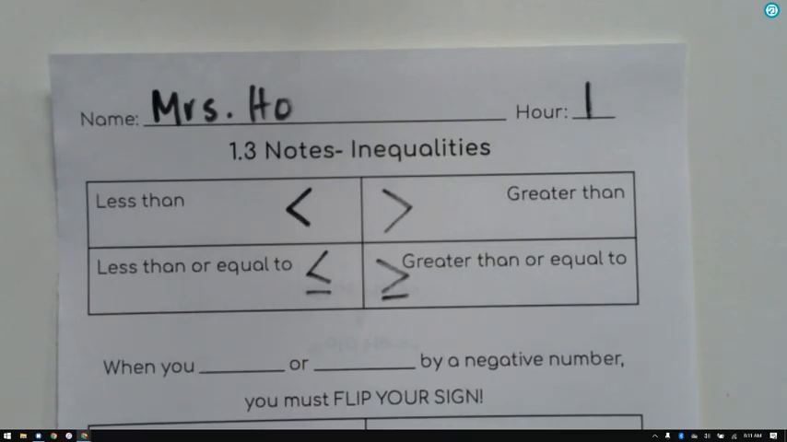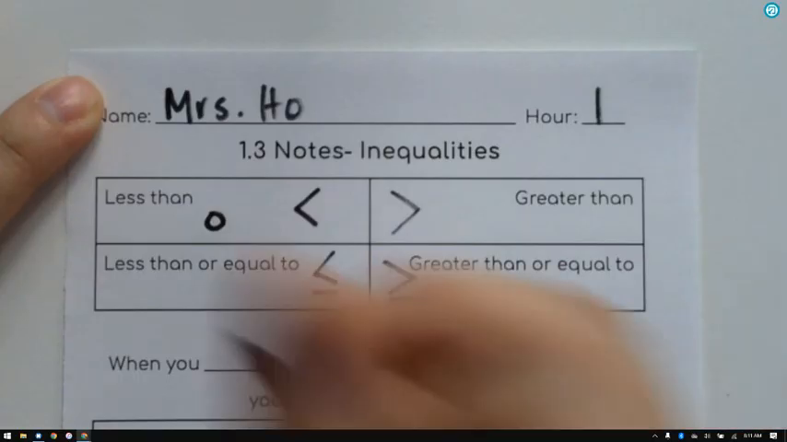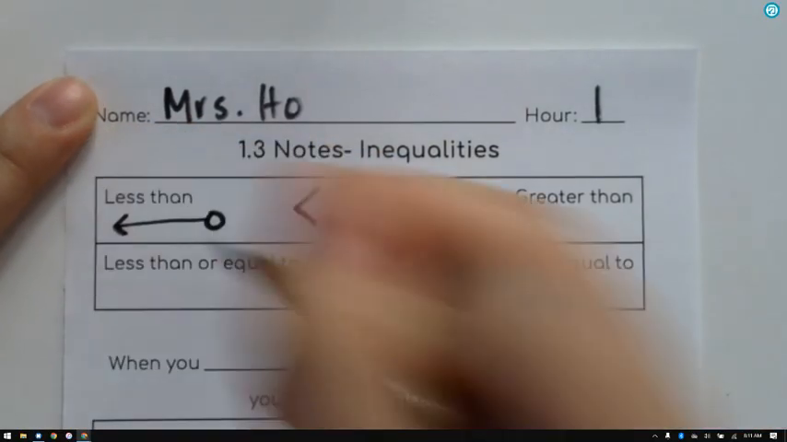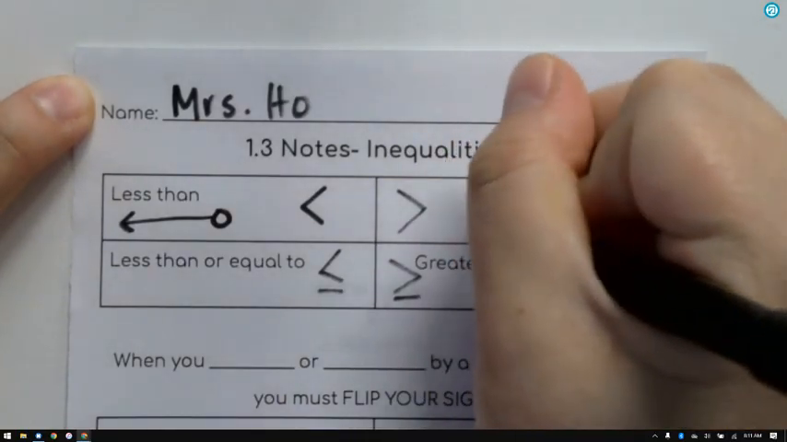Once we have solved our inequalities as well, we are also going to graph them on a number line. When we graph our inequalities on a number line, with a less than and a greater than symbol, we are going to use an open circle. With a less than, we do an open circle and our arrow goes to the left. For greater than, we do an open circle and our arrow goes to the right.